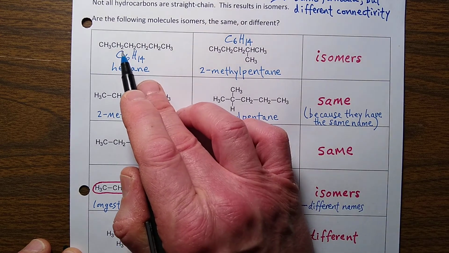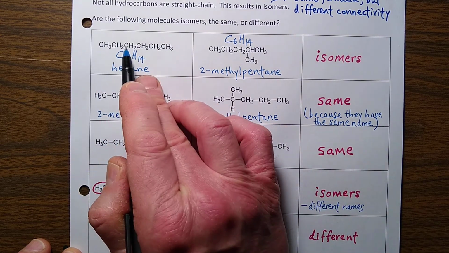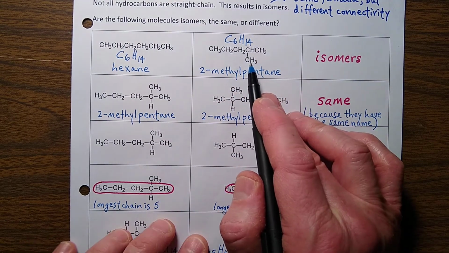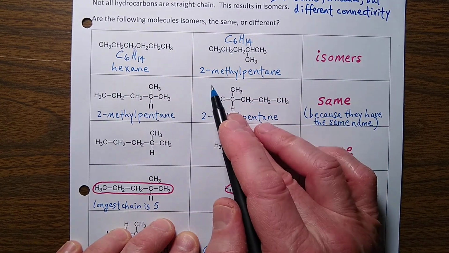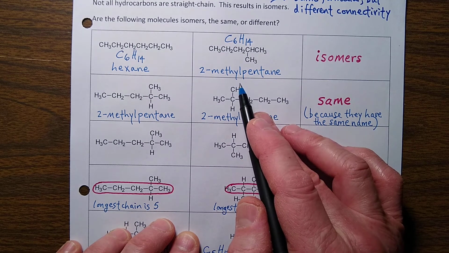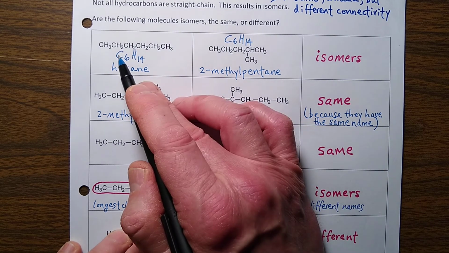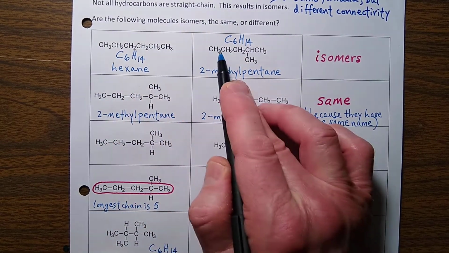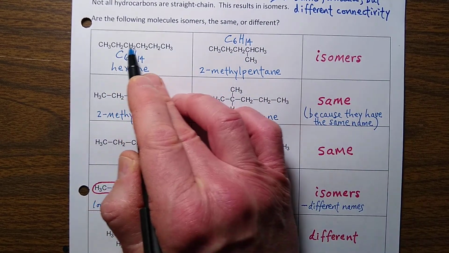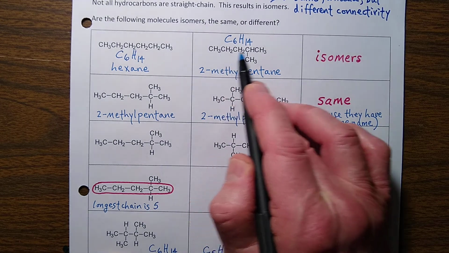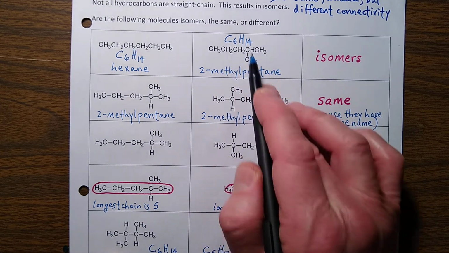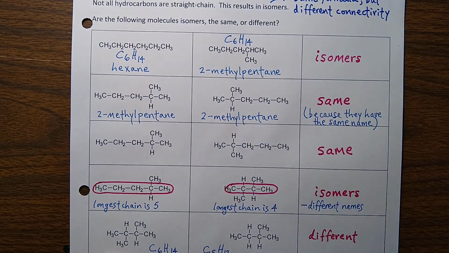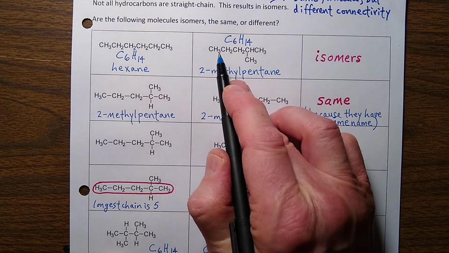So if you look at this one as being hexane, 1, 2, 3, 4, 5, 6 carbons in a row, and look at this one, you can say, well, yeah, they both have 6 carbons and 14 hydrogens, but they're not the same molecule. When you're naming these compounds, you always try to find the longest chain of carbons. This one has 6 carbons in a row. This one, no matter how you look at it, either like that or like this, 5 carbons is the longest continuous chain. That's the key.